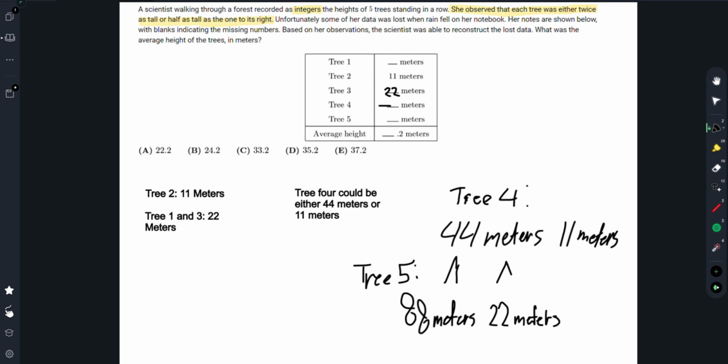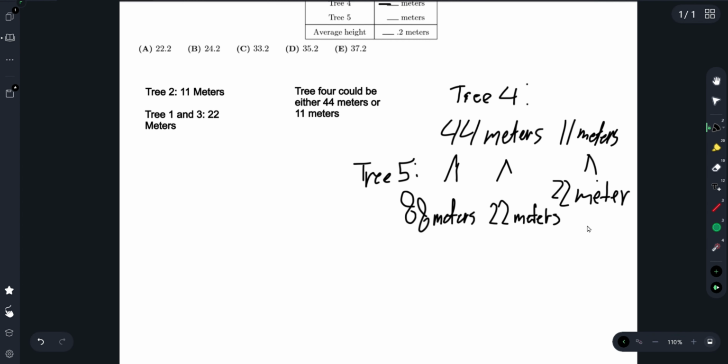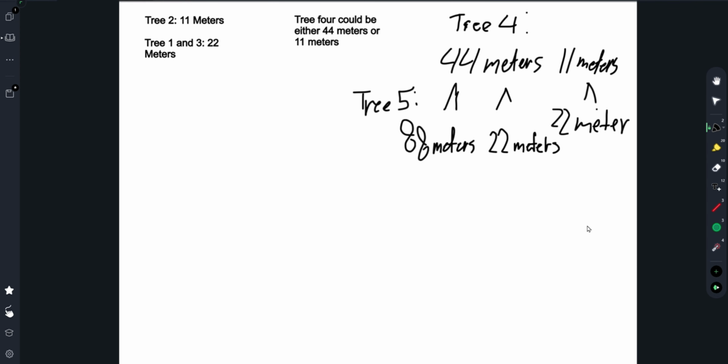And if tree 4 is 11 meters, we can't have half of that because it wouldn't be an integer. So that means if tree 4 was 11 meters, then tree 5 must be 22 meters. So now, here we have 3 different possibilities.